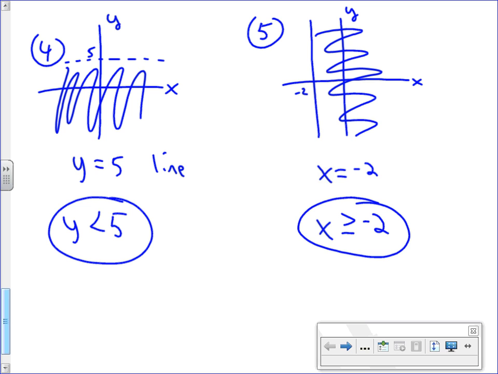Any questions? Okay, so now you'll be able to complete the worksheet on writing inequalities.